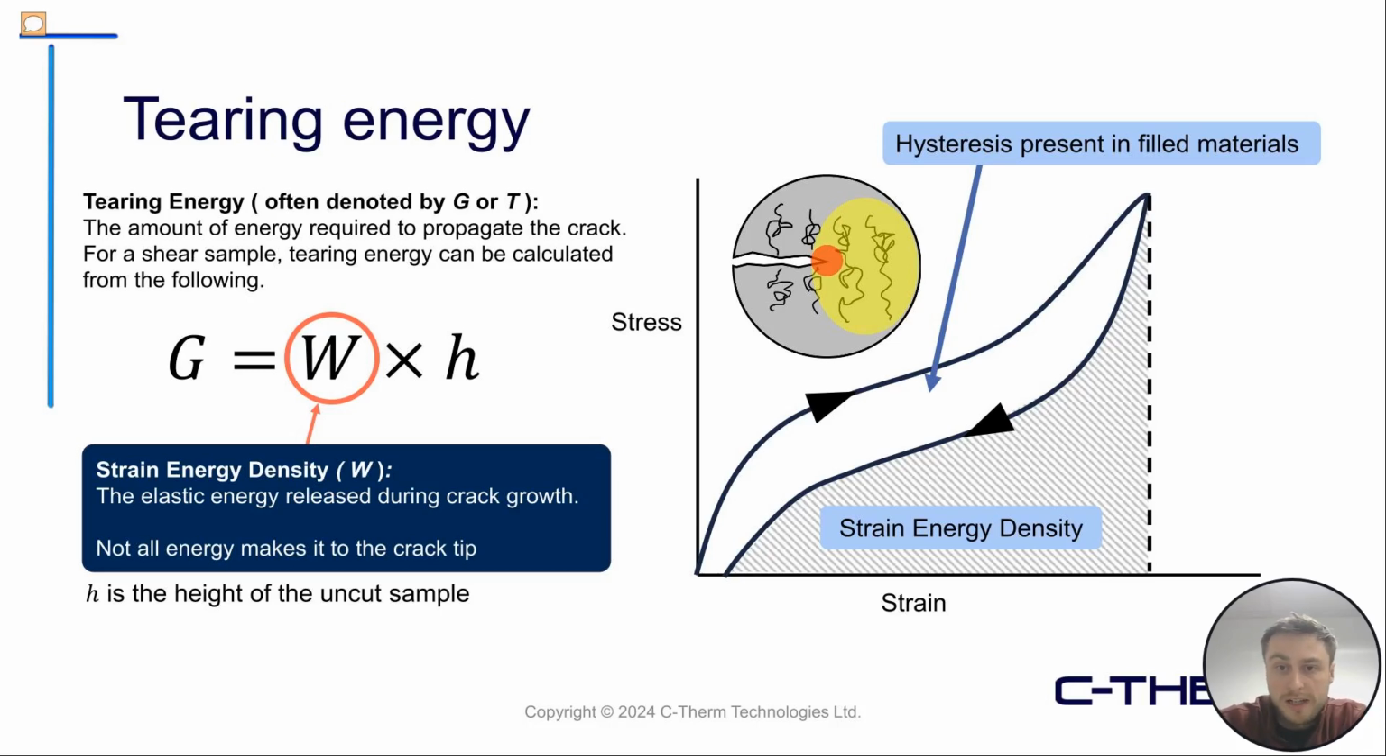So the plot on the right here shows the hysteresis curve. And for the strain energy density, we're going to take the area underneath this hysteresis loop. We're not going to include the area inside this loop due to the fact that this energy is being dissipated due to the rubber viscoelastic properties, which is a benefit because it's reducing the amount of energy that is being applied to the crack.